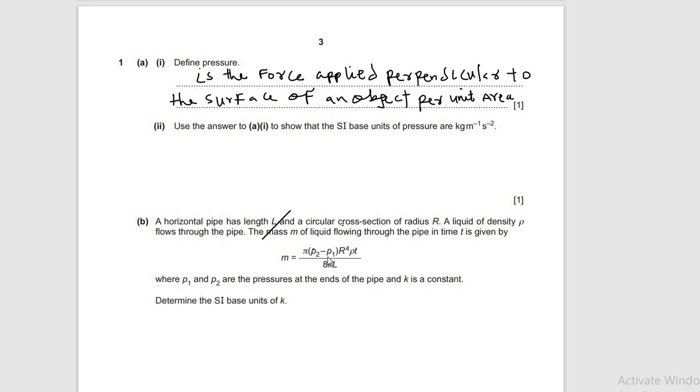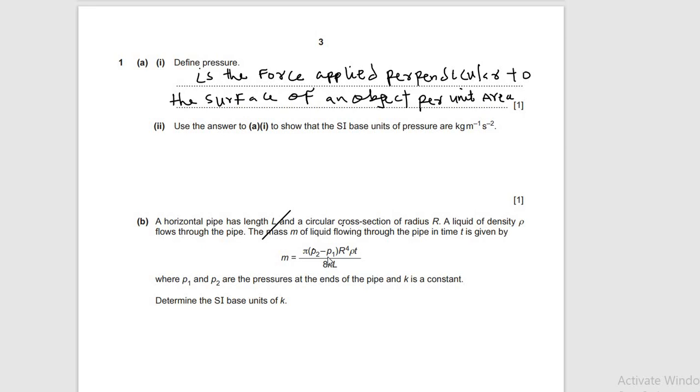It's important to reflect the word perpendicular. We are just fortunate that it's a 1-mark question. Assuming it's a 2-mark question, these are things they are looking for: perpendicular, the force applied perpendicular to the surface of an object per unit area over which the force is distributed. This is quite simple. It's acceptable.